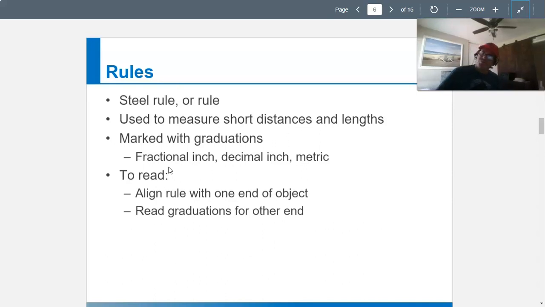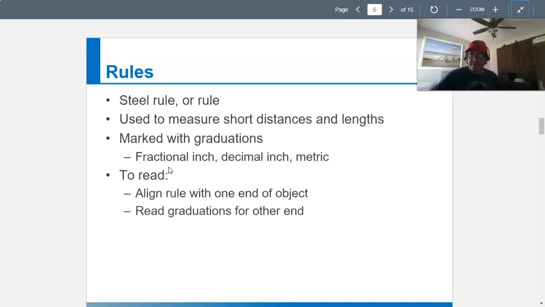And then they go over rules or rulers. If you've taken my 158 class, hopefully you have or you will. This is one of the first measuring devices we use. They say steel rule or scale. We often call this a scale. It's used to measure short distances and lengths. And then, of course, it's marked with graduations. I think any measuring device could be considered marked with graduations, except maybe digital ones, right? It's the fractional inch, decimal inch, and then metric.